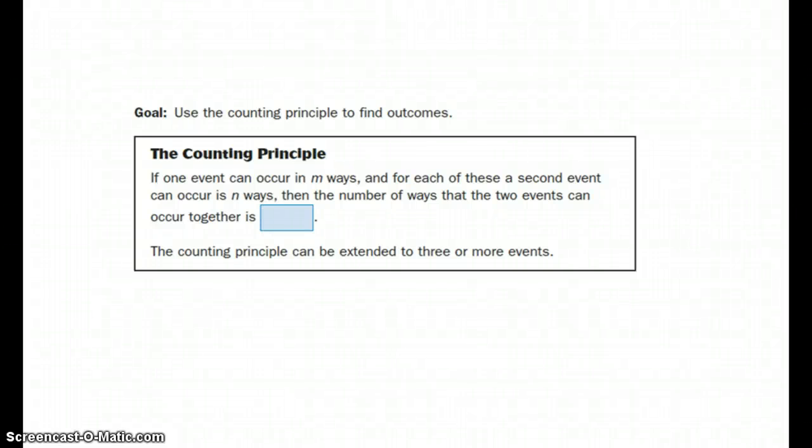Today we're going to be learning about the counting principle to find outcomes. Simply, the counting principle is: if one event can occur m ways, and for each of these a second event can occur in n ways, then the number of ways that the two events can occur together would be m times n. So we'll just simply write that here, m times n.